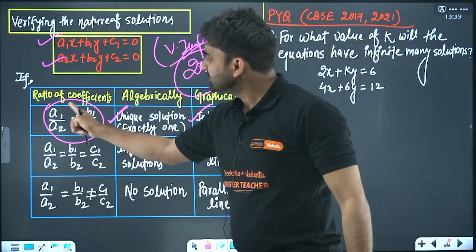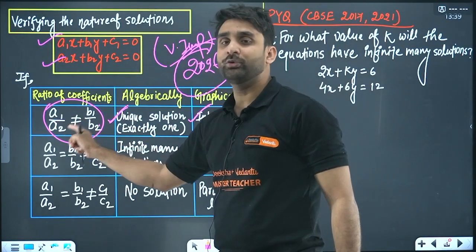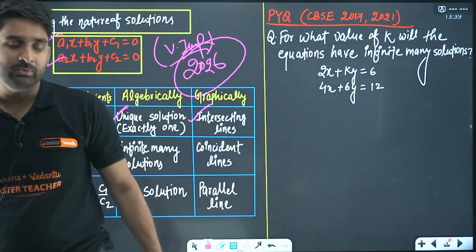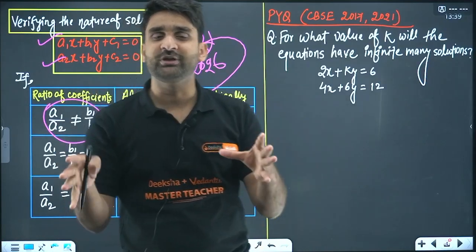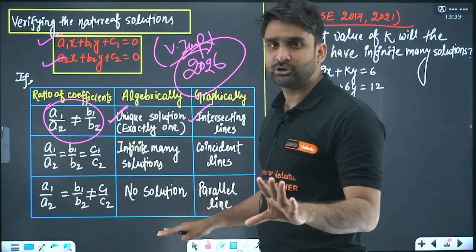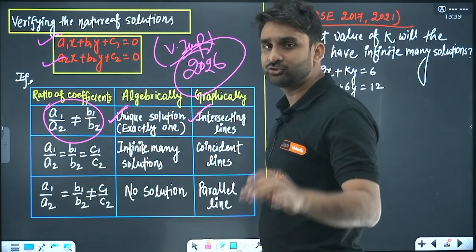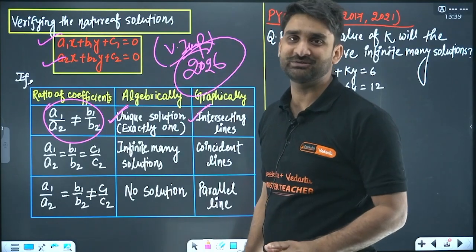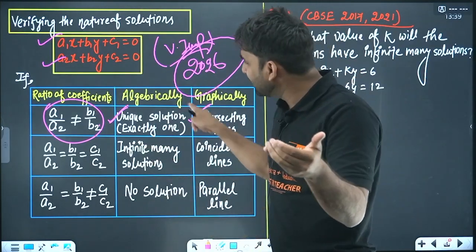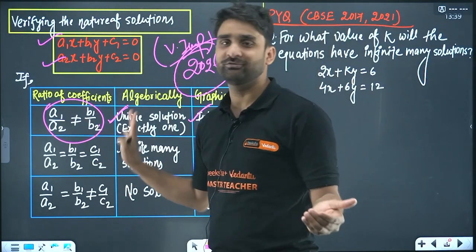So if this condition is fulfilled, a1 by a2 is not equal to b1 by b2, now you're free to say that there will be exactly one solution and there will be intersecting lines. So you don't require solving the linear equations. Without solving, you can get the result if you compare these values.